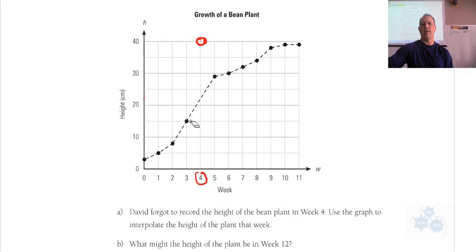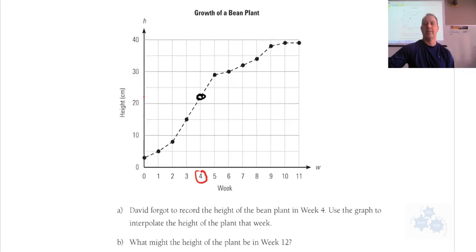And the plant could have had some kind of stunted growth and maybe been closer to here. It could have been, and then took a real jump in this next week. But you're right. The best guess would probably be right there in the middle, around 22. That's perfect. That is interpolating. Okay, to interpolate data.